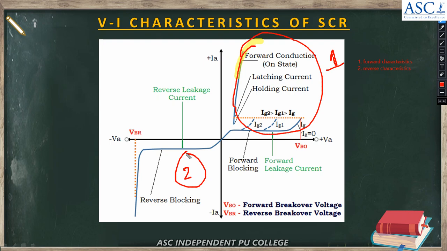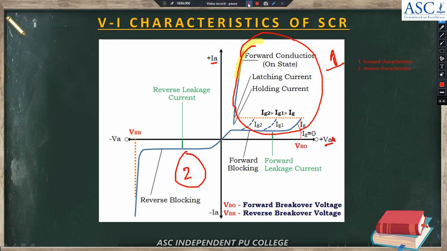First, forward characteristics is nothing but a graph which represents the relation between anode current as well as anode to cathode voltage, that is VAK, for a constant gate current. This we call forward characteristics. In forward characteristics, SCR conducts. In reverse characteristics, SCR does not conduct at all, so it will withstand some maximum voltage.